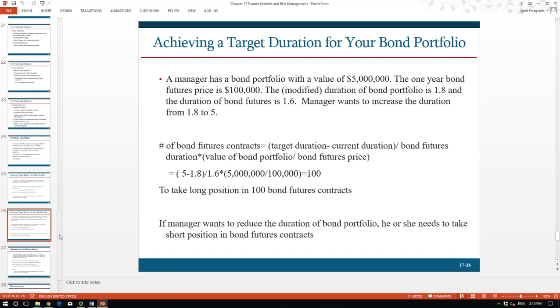So essentially, if you want to add risk exposure, you take a long position. If you want to reduce the risk exposure, you take a short position. So through just one trade, you can accomplish a lot of things, compared to if you were trading individual bonds in order to change the duration.